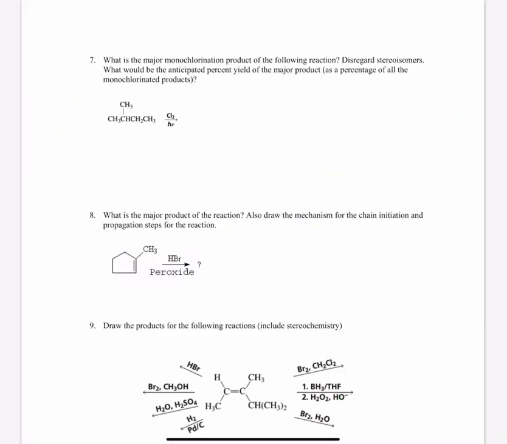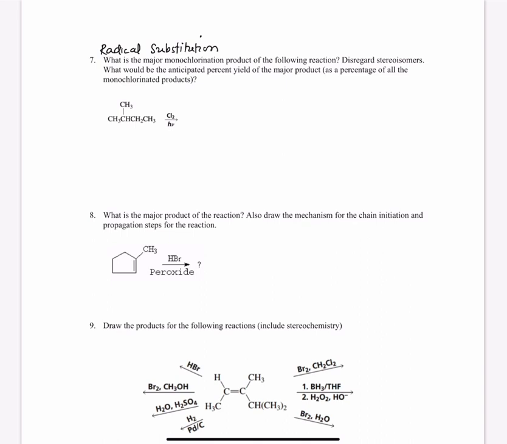Question number 7. What is the major monochlorination product of the following reaction? Disregard stereoisomers. What would be the anticipated % yield of the major product? Now, if you take a look into this reaction, this is basically a radical substitution reaction, where one of the hydrogens in the alkane molecule is replaced with a halogen.